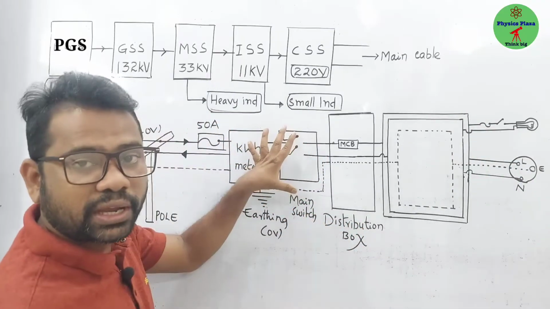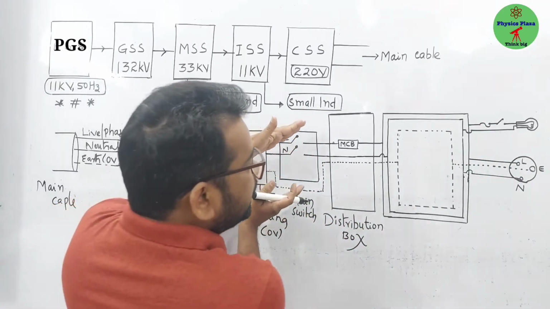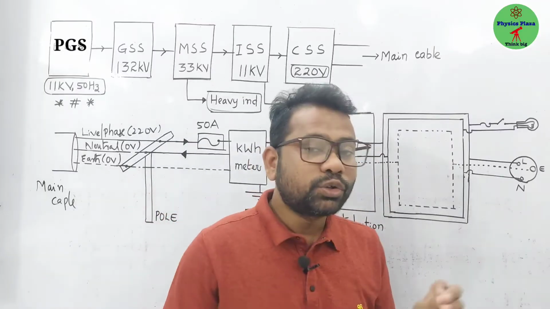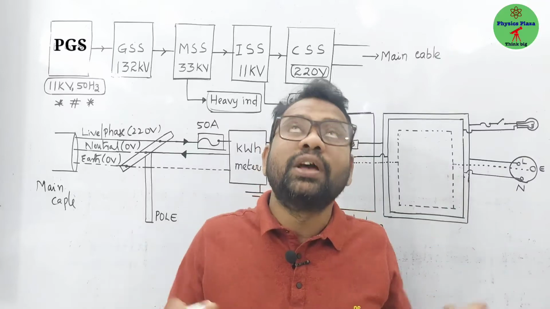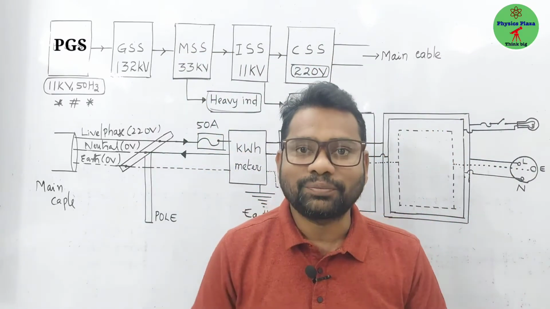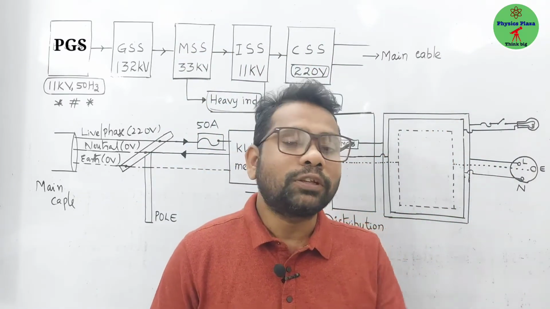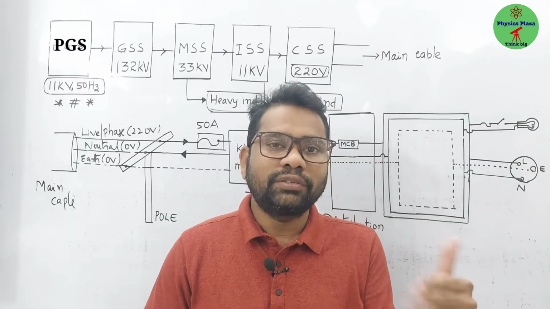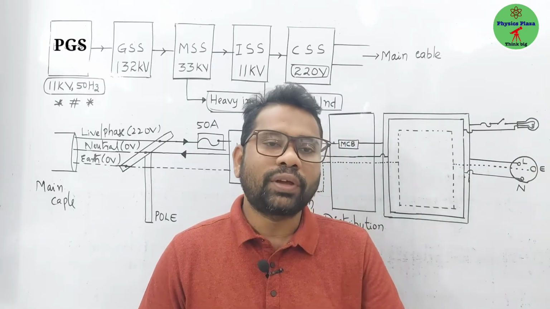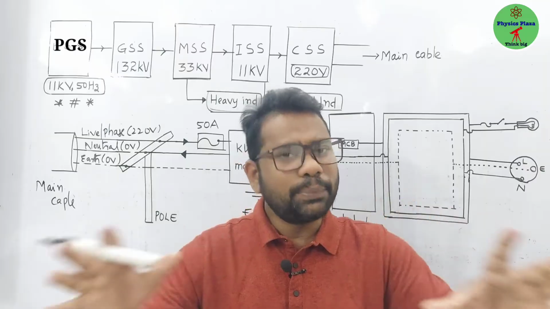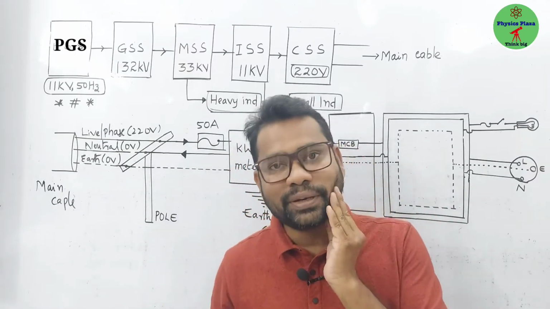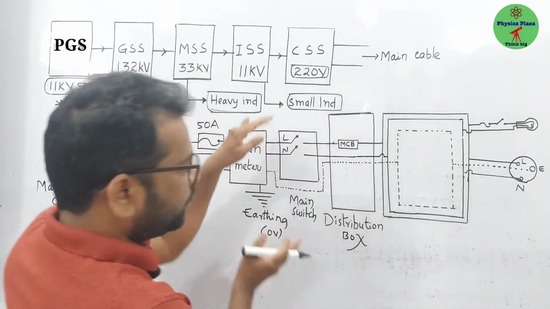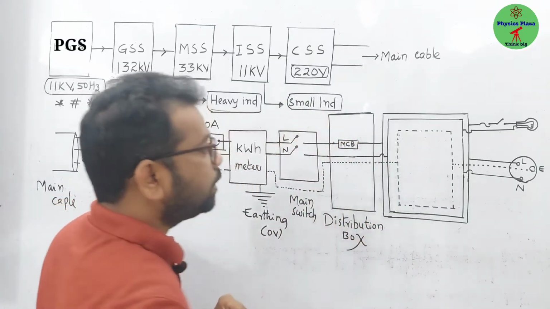From this main switch, children, again these 3 wires will go to the distribution box. Today, with your parents' permission, you can ask them where the distribution box is. It will be inside, where all the MCBs will be, not just one, children. It depends on the number of rooms. If you have 3 rooms, they may arrange 3 MCBs. Again, it will vary from house to house, apartment to apartment. Is it clear? So from here, it will go to the distribution box.